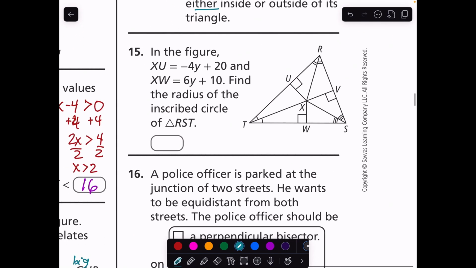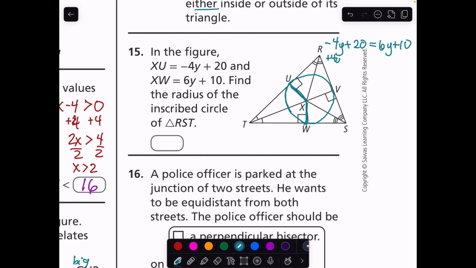And then in this figure, if we look at the picture, I can see because we have these angle bisectors and they're perpendicular. We want the inscribed, so we would make this inscribed circle right here. This circle would go right here. So that would be the inscribed circle, which would mean that XU would be the same as XW. So we would solve negative 4y plus 20 would equal 6y plus 10. And we just solve for y.